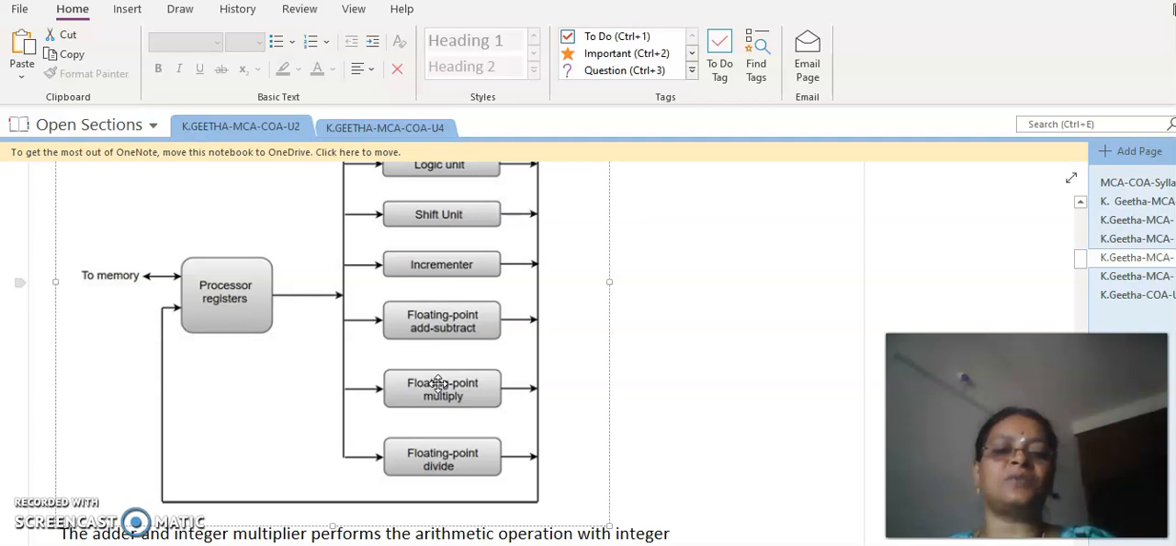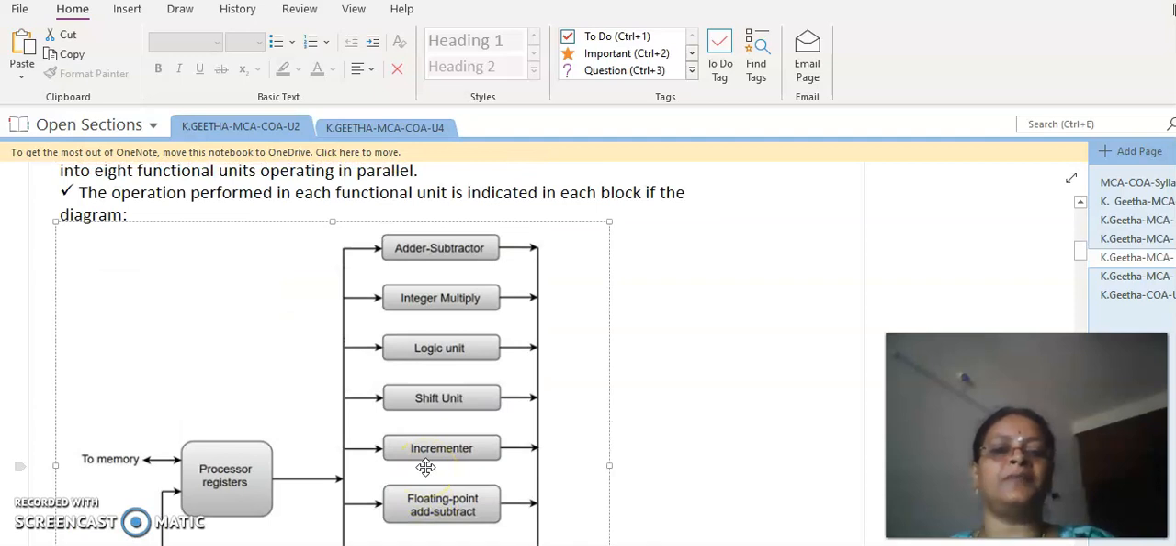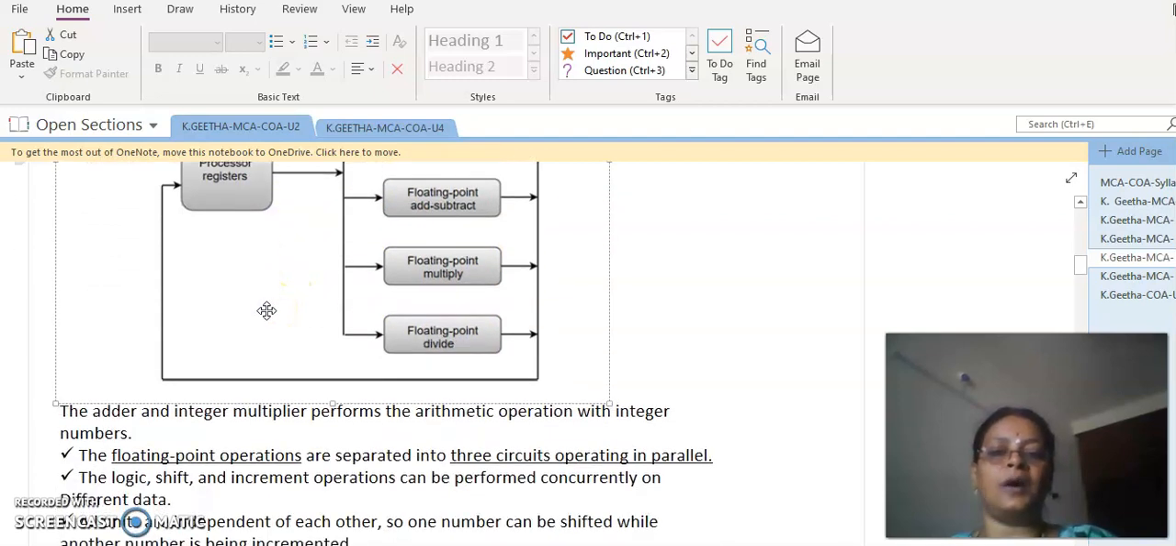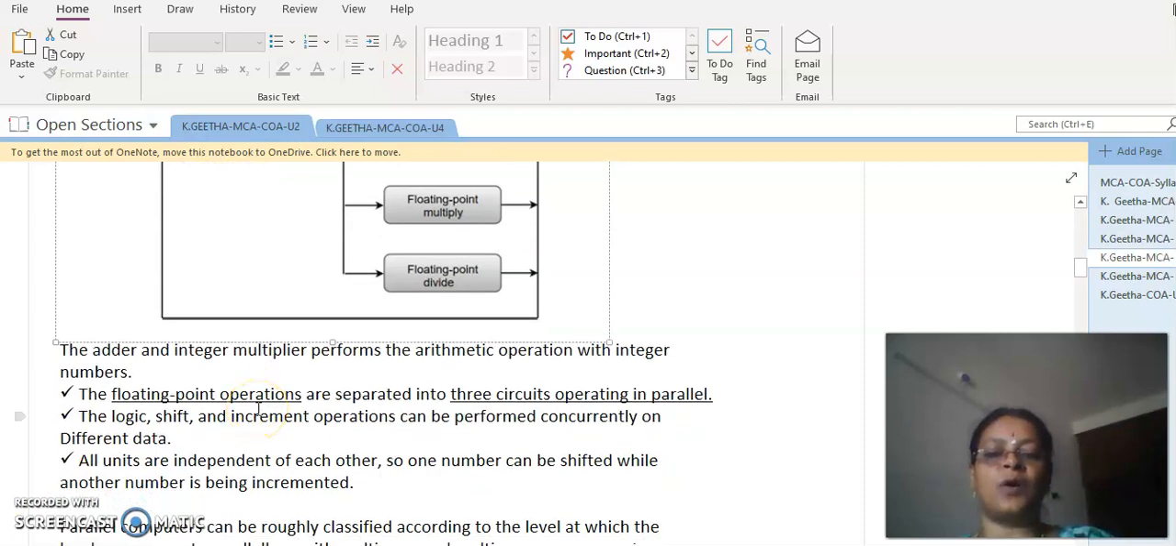If it is going to have floating point operands, then we need a separate dedicated unit to perform floating point addition and subtraction, and similarly for multiplication and division. These are the multiple functional units expected in the arithmetic logic unit along with the processor registers. Now, to implement parallelism, we can have these units multiple in nature, so that they can perform concurrent operations in parallel. The floating point operations can be separated into three circuits, one to perform addition and subtraction, then one for shifting, and then one for incrementing. All the units we have discussed so far are independent of each other, and they can be operated individually.